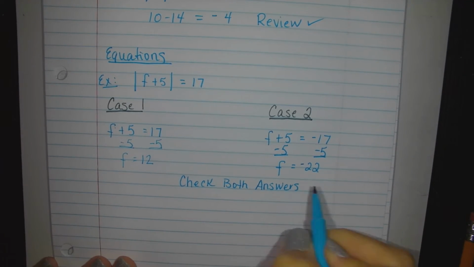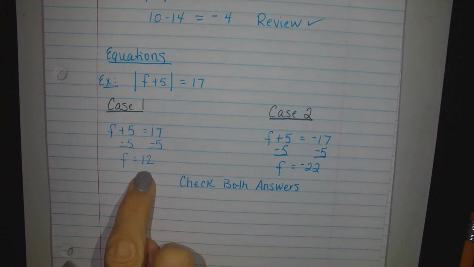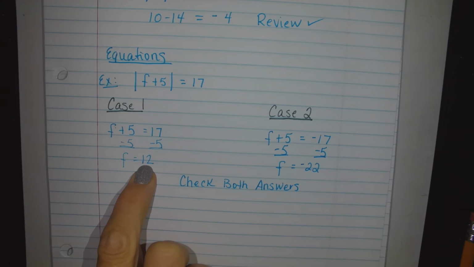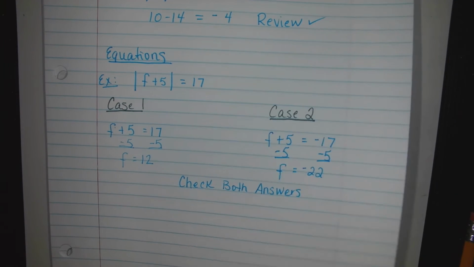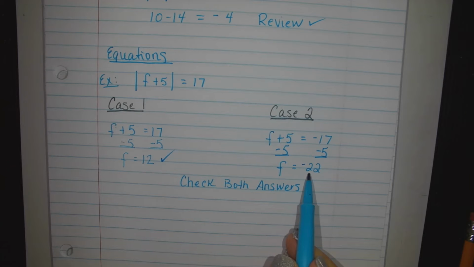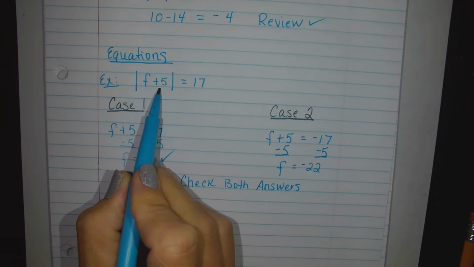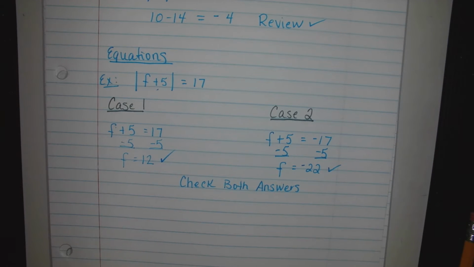Go ahead and check both answers now and see. We'll do this one together. Put F in. What is 12 plus 5? What's the absolute value of 17? 17, check. Take negative 22. Okay, be careful with your negatives. Negative 22 plus 5 is negative 17. What's the absolute value of negative 17? Okay, do you see why we do that? Okay, any questions?